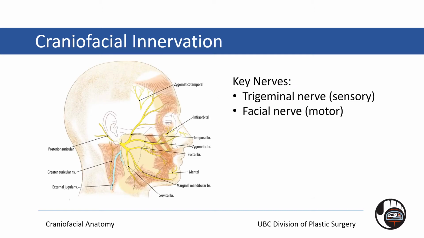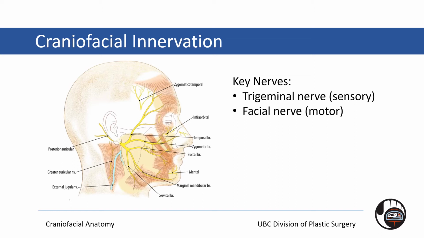Next, we will highlight some of the key nerves that can be involved in craniofacial injuries. The trigeminal nerve, cranial nerve 5, is divided into 3 branches and provides sensory innervation to the face. V1, the ophthalmic nerve, V2, the maxillary nerve, and V3, the mandibular nerve. Damage to these nerves and branches results in altered sensation or numbness to their respective areas on the face.